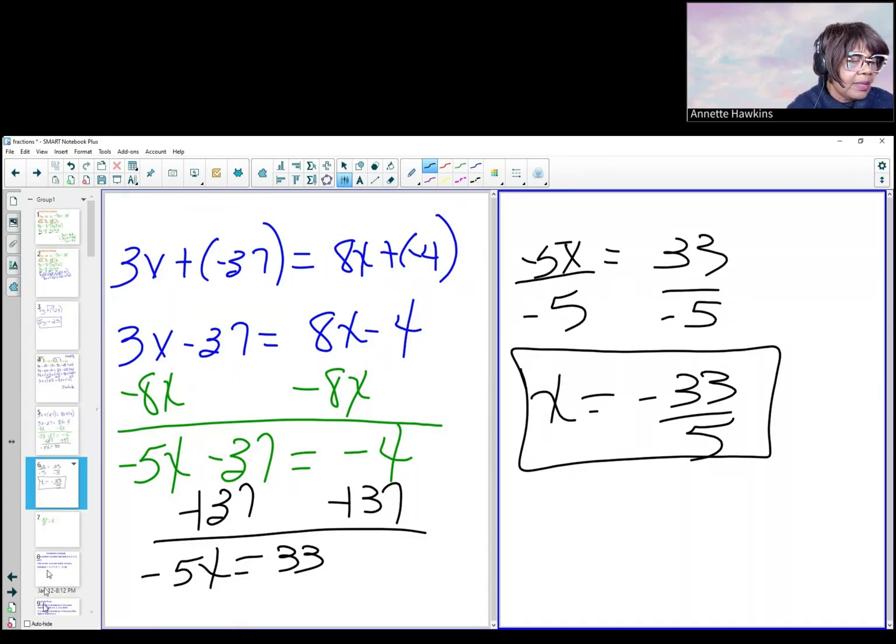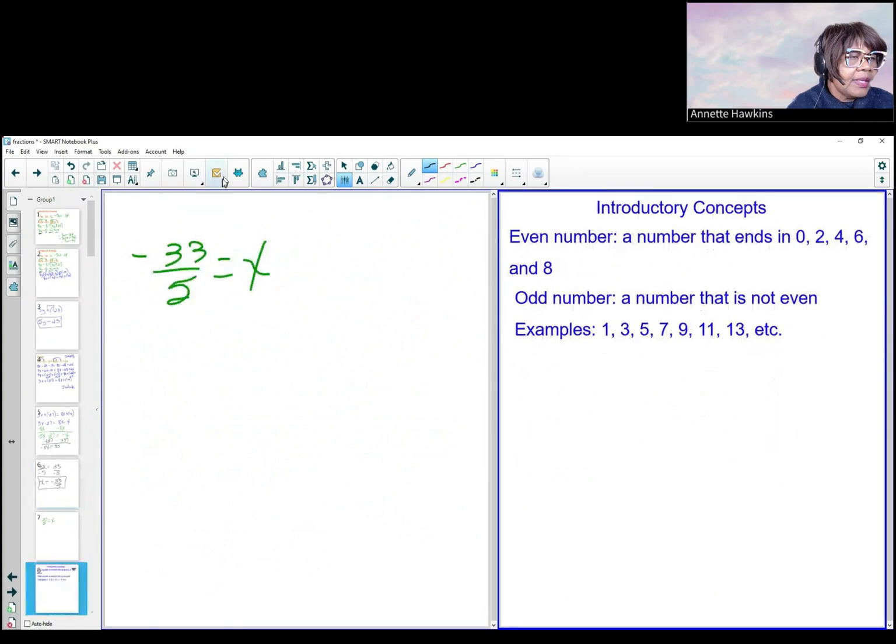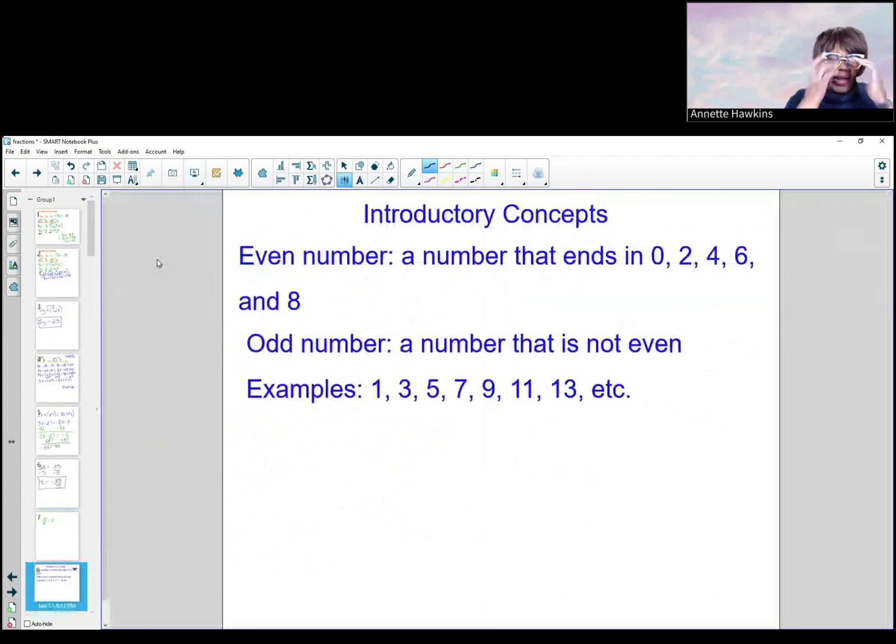All right. So let's look at what we're going to do tonight. We're looking at fractions tonight. And so we need some introductory concepts before we do anything with our fractions. So the first thing we want to talk about is an even number. An even number is a number that ends in 0, 2, 4, 6, and 8. Okay? 0, 2, 4, 6, 8.